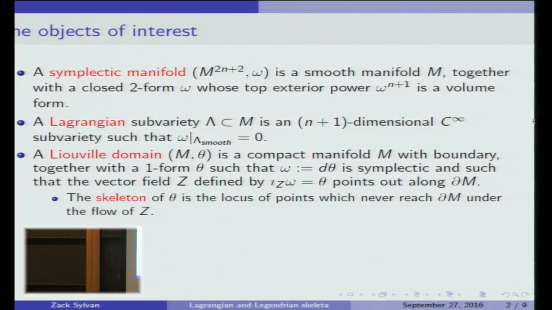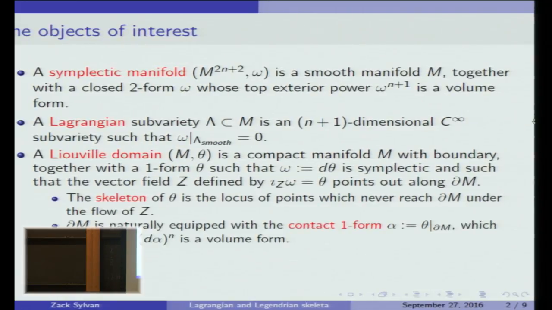So if you have a Liouville domain, you can look at the skeleton of that, which is some singular subset. It's going to be a compact thing, and it's the locus that doesn't escape through the boundary under this Liouville flow. Now, because the Liouville vector field points out, this is a compact subset of our Liouville domain. In cases I'm interested in, the skeleton will be Lagrangian, but we haven't yet made assumptions that enforce that.